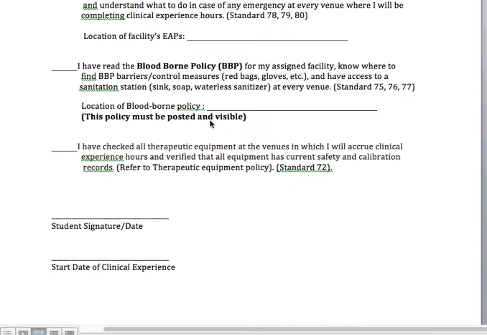The policy should be posted and visible. This can be a copy in the athletic training kit. Sometimes these preceptors forget to do this, so if there's not one in your kit, ask that there be one made or copied and placed in your kit.